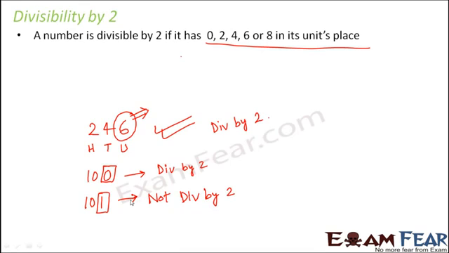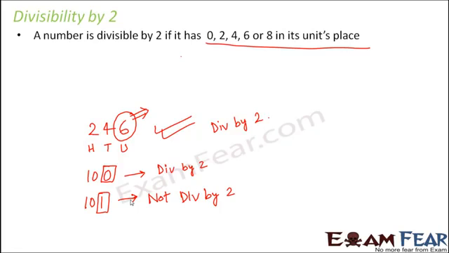It's pretty simple, right? So you do not need to do anything. You just need to look at the units digit. If the units digit is either 0, 2, 4, 6 or 8, then it is divisible by 2. Otherwise it is not. So it is as simple as that.